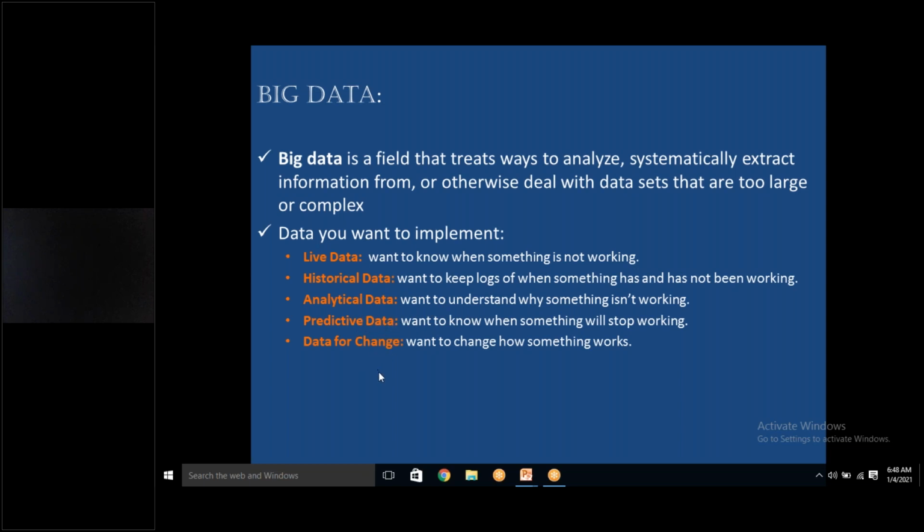Let's go for the data for change. Data for change means now I need to fix it somehow, otherwise I will get this problem again. So I'm going to fix this particular problem.